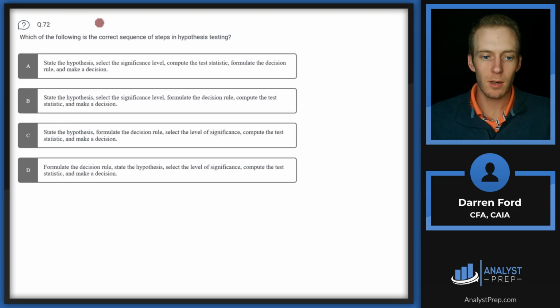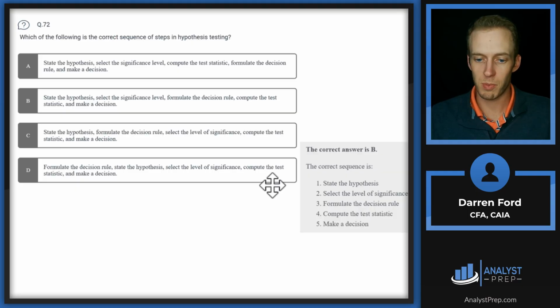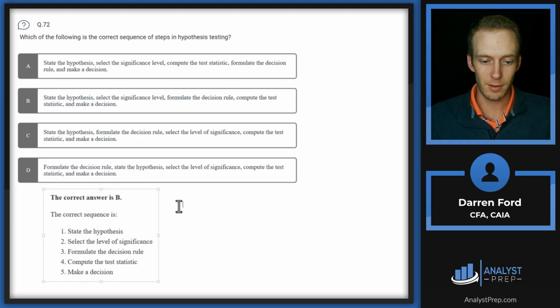Question 72. Which of the following is the correct sequence of steps in hypothesis testing? Rather than reading through all these, I think it's more worthwhile to just pull this in and show the correct sequence here. The correct answer is going to be B, and that sequence is: state the hypothesis, select level of significance, formulate the decision rule, compute the test statistic, and then make a decision.